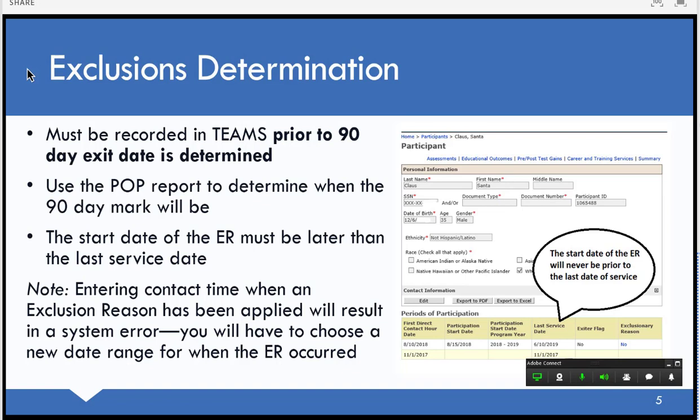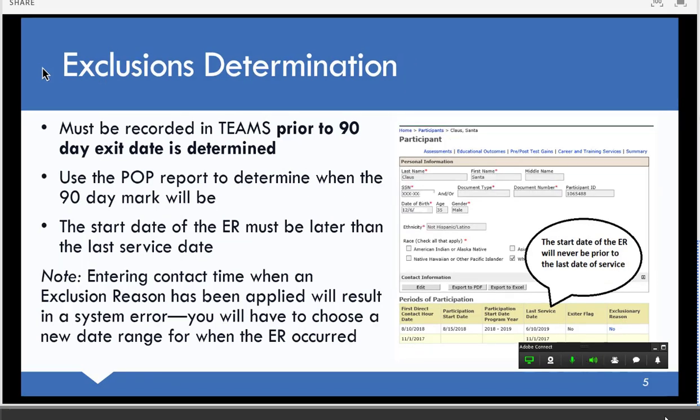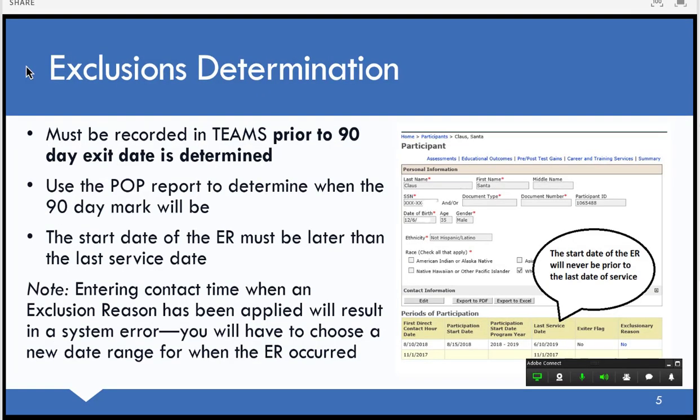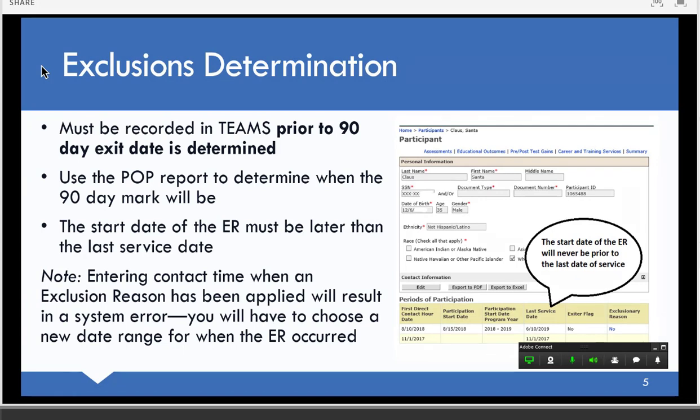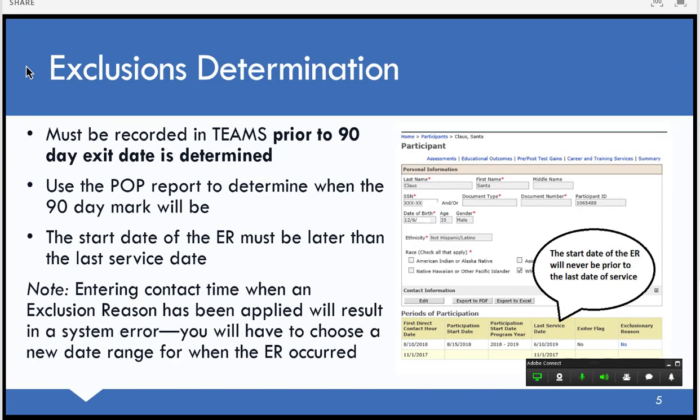So if you're utilizing the POP report, which I think many of you are, for outreach or follow-up activities, and you're pulling that POP report and you notice that a person's not been in class for 10 days, 20 days, 30 days, 40 days, whatever service date, plus 90 days, to make a determination on whether or not an exclusionary reason is necessary or needed for an individual.